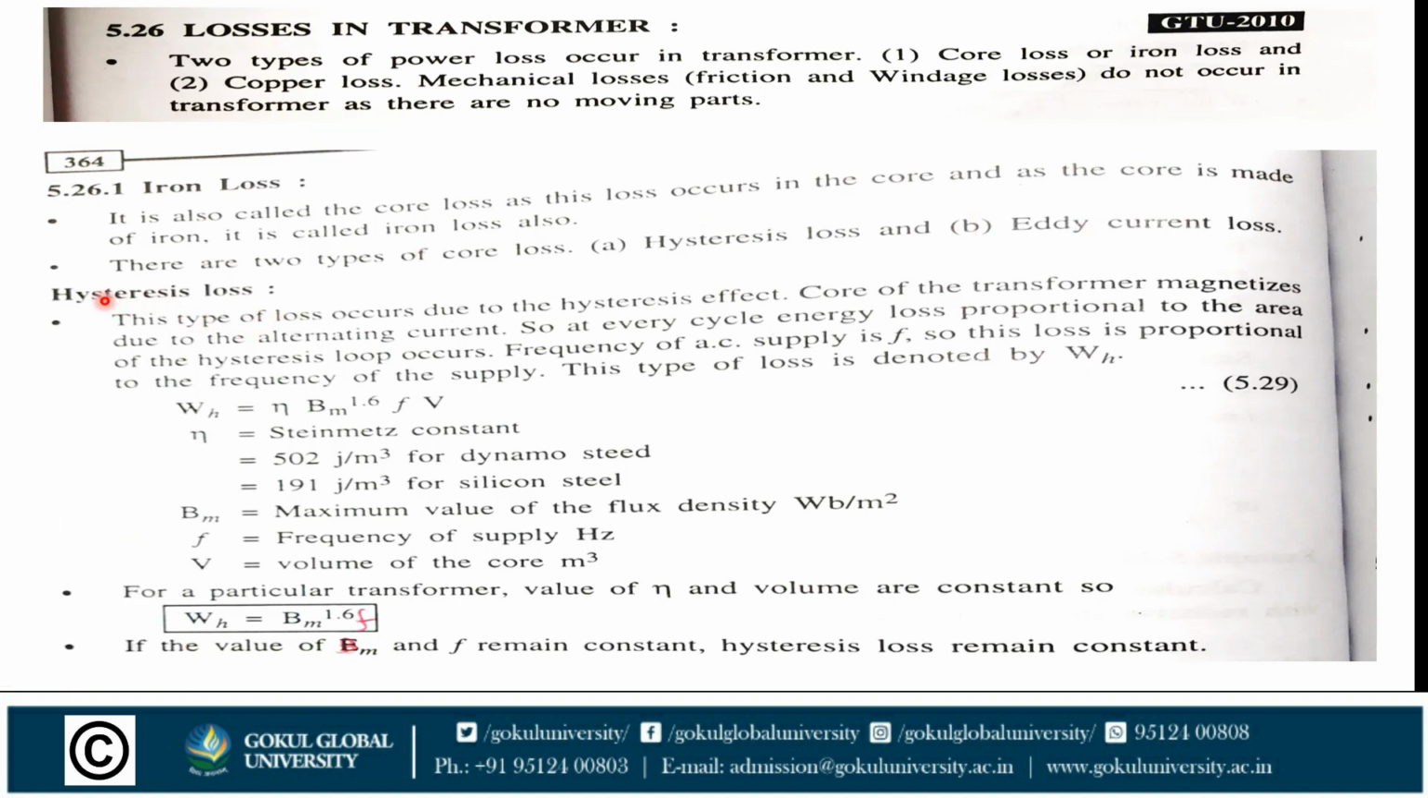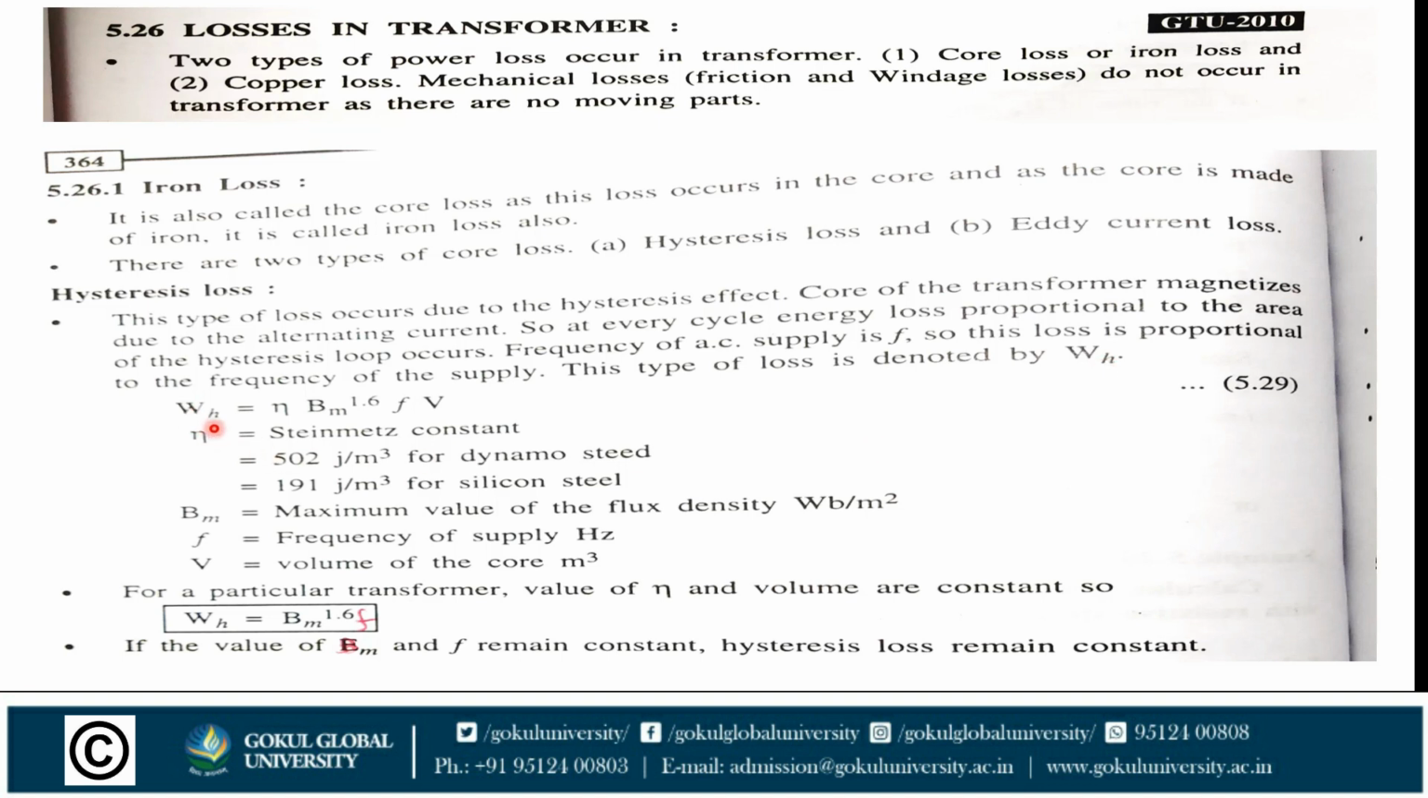Now first we discuss hysteresis loss. This type of loss occurs due to the hysteresis effect. The core of the transformer is magnetized due to the alternating current, so at every cycle an energy loss proportional to the area of the hysteresis loop occurs. The frequency of the AC supply is F, so this loss is proportional to the frequency of the supply, and this type of loss is denoted by WH, H for hysteresis.